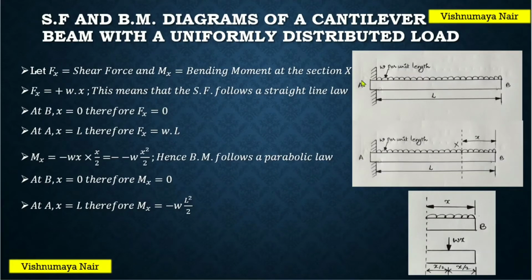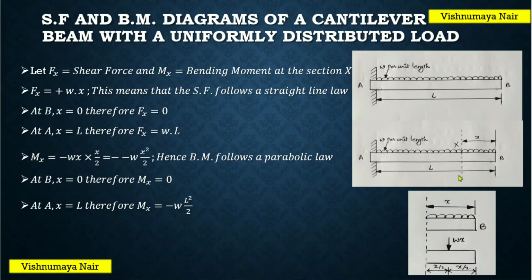And at this end A, when x equal to L, we have f of x is equal to W into L. Therefore, at this end, we have the value of shear force equal to 0, and at this end, we have the value of shear force equal to W into L, and it follows a straight line law. Next is the bending moment.